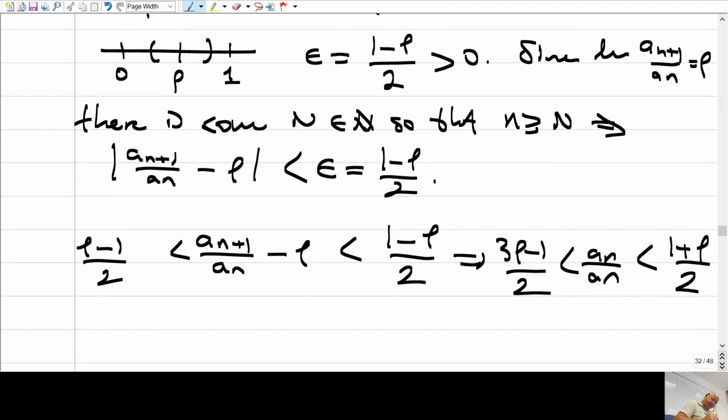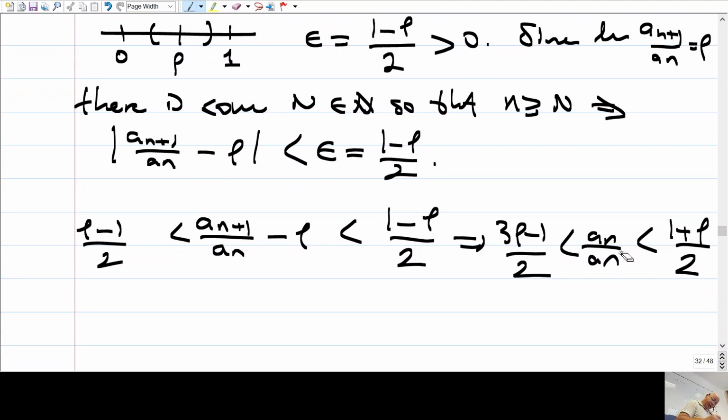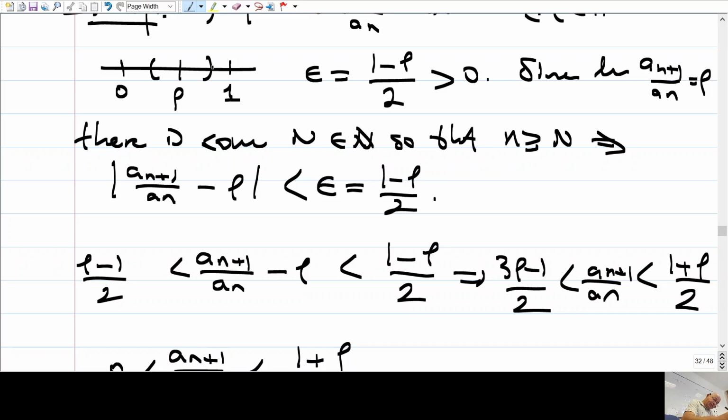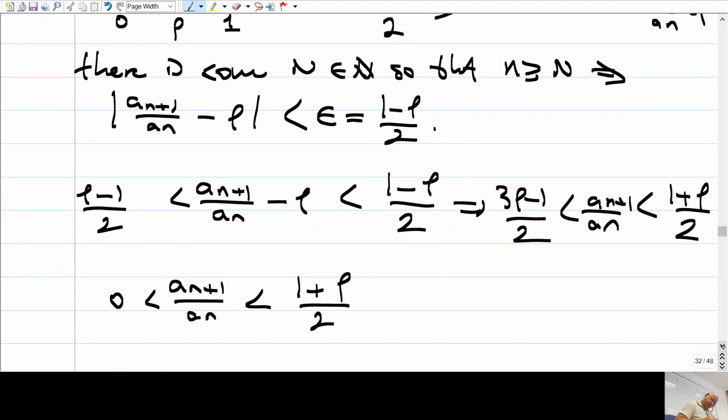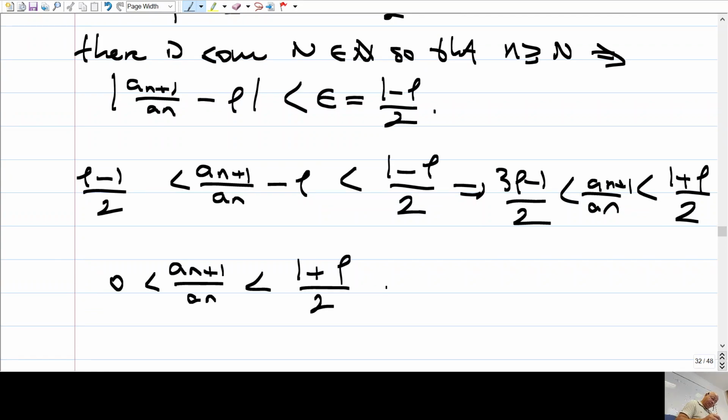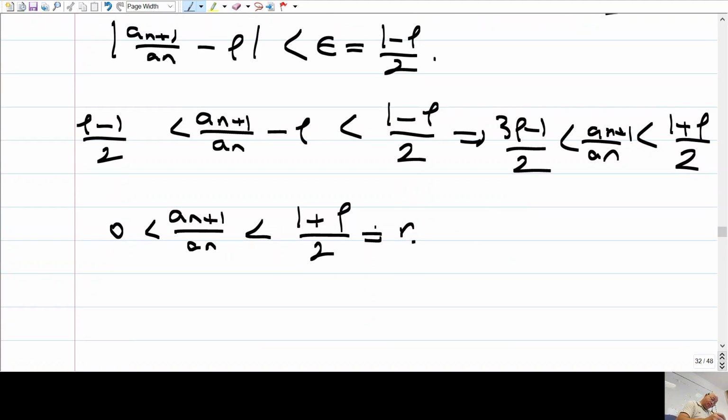The important part is this. So a_{n+1} over a_n, they are all positive numbers, right? For big enough integers. So this is positive, but it is less than (1 plus rho) over 2. So it is this number here, okay, this real number. Let's call this real number r, which is a positive number.